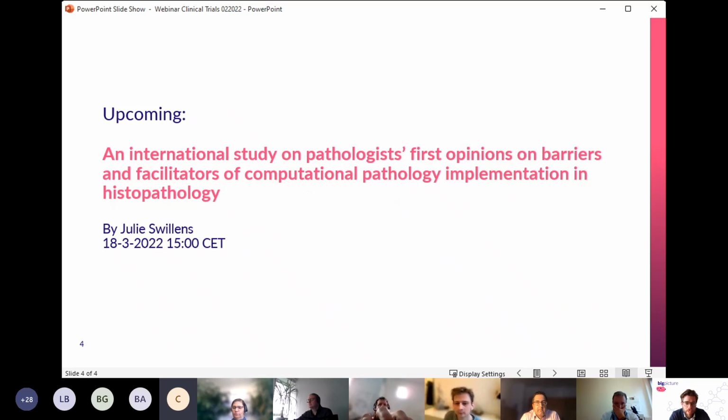So today we discussed some barriers, and the next webinar, on the 18th of March by Julie Swillens from Radboud, will also focus on the barriers that pathologists feel are in place when it comes to digital pathology and computational pathology, and we'll try to make it a little bit interactive, so also get some input from the audience. So please feel free to join and register for the next webinar as well.